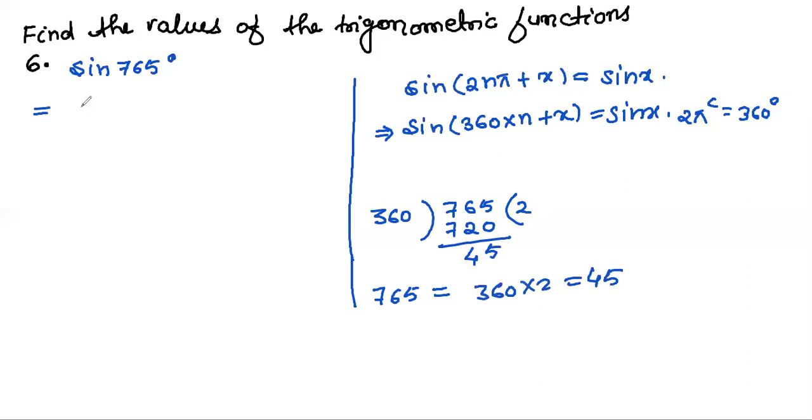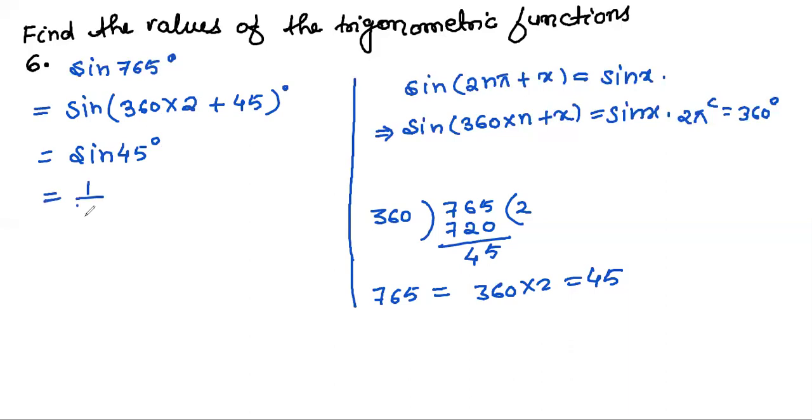So sine of 360 into 2 plus 45. This is a multiple of 360 or a multiple of 2 pi. So directly we can write sine of 45 degrees. Sine 45, we know that this is 1 by root 2. So this is our answer.